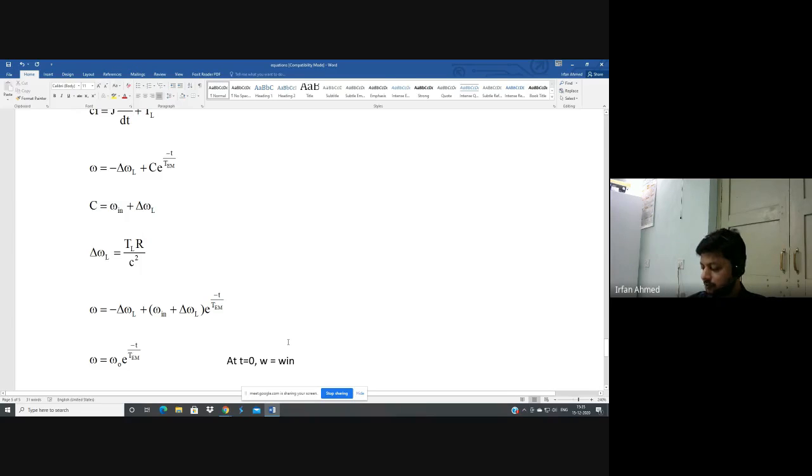So at t is equal to 0, the speed is either omega 0 if the motor was running on no load, or it is omega L if the motor was running under loaded conditions. And at t is equal to infinity, e to the power minus infinity is 0. So at t is equal to infinity, your speed will be equal to minus delta omega L if your motor was running under loaded condition, or it will be 0 if the motor was running on no load. Is this clear?